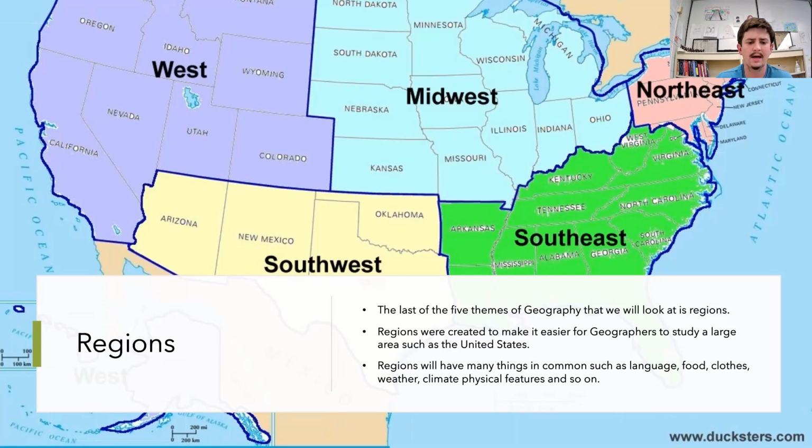So it's just a way of grouping things together that have a lot in common, such as language, food, clothes, weather, climate, same physical features, and so on. Again, Indiana, Ohio, Illinois, pretty much have the same physical features. It's pretty flat. But if you go out to Colorado, you have the Rocky Mountains. If you go to Arizona, you have desert, you have the Grand Canyon, that kind of thing. So it's just a way of breaking a large area, such as the United States in this case, down into something that's easier for us to understand.